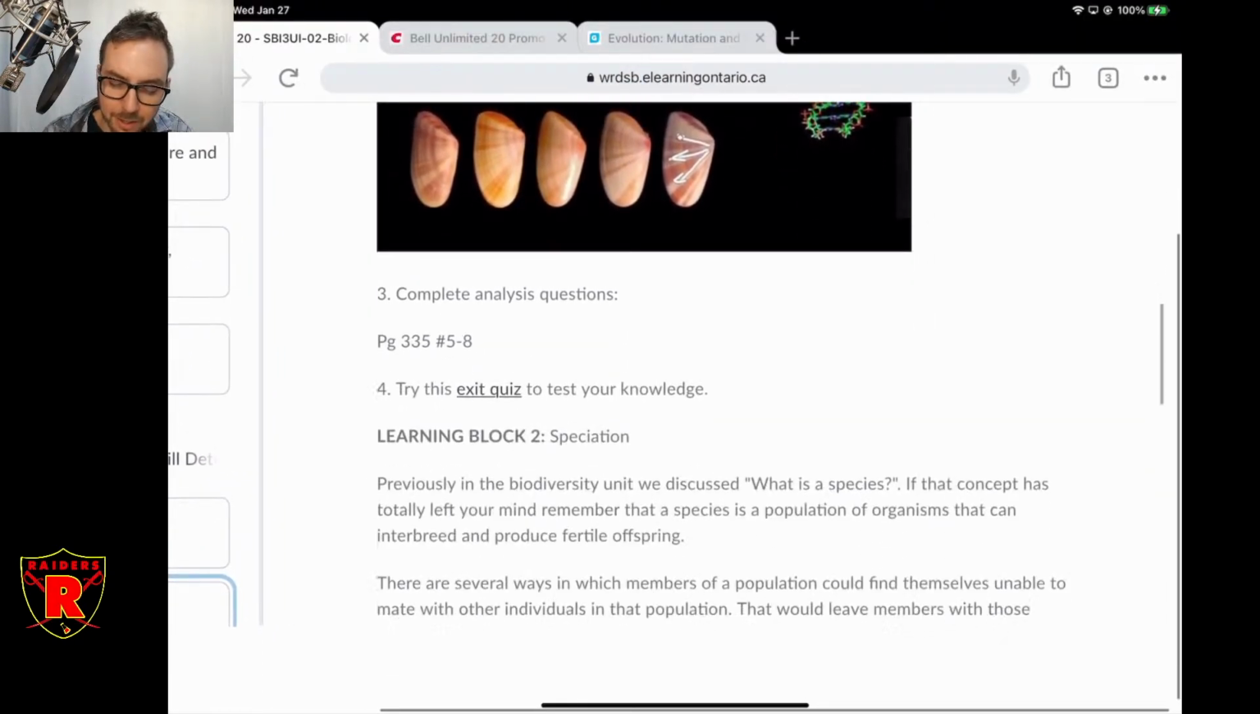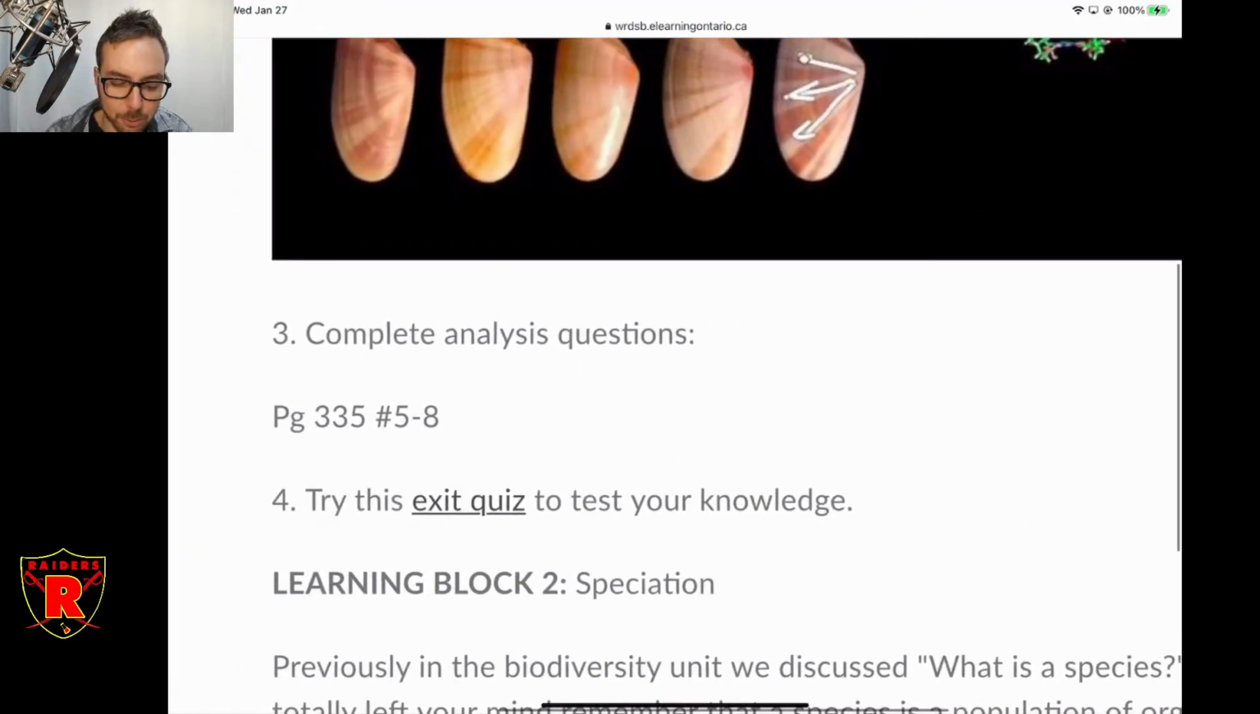Once you've done that, there are some questions from the text. It's on page 335, numbers 5 to 8. These questions are asking you to identify what type of selection is happening in each of these circumstances and why.